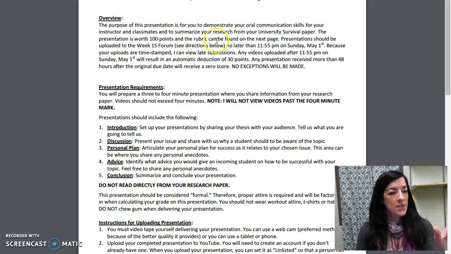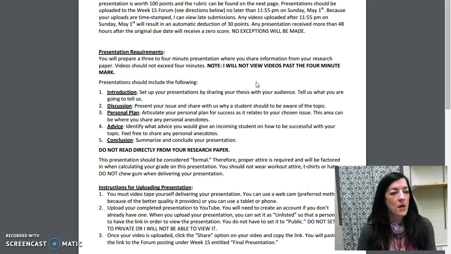So let's talk about the top section first. This presentation is also worth 100 points. So your paper's worth 100 points and your presentation's worth 100 points. The presentation should be uploaded to the Week 15 forum. I've got specific directions here below. Again, the same time as your paper, at 11:55 p.m. on Sunday, May 1st. Any late ones posted will be 30 points off.